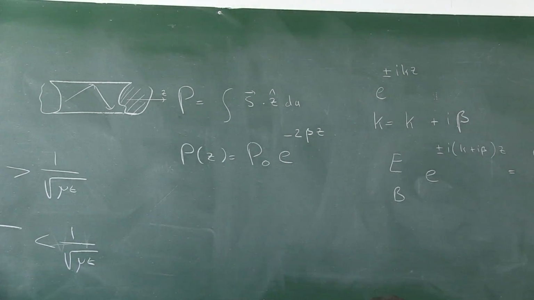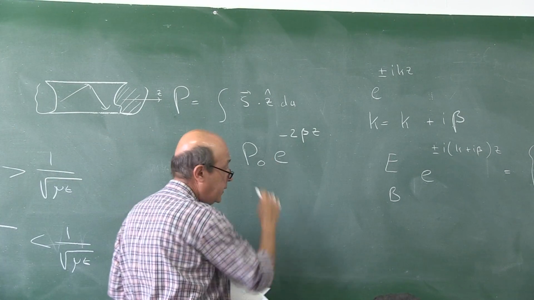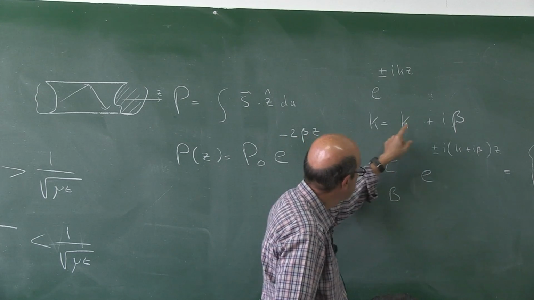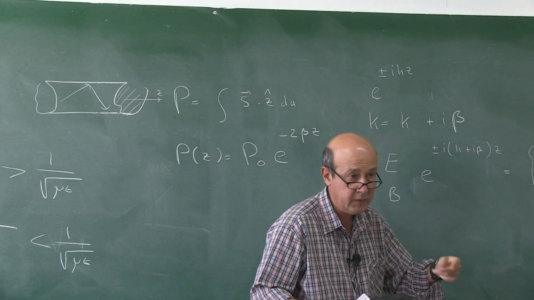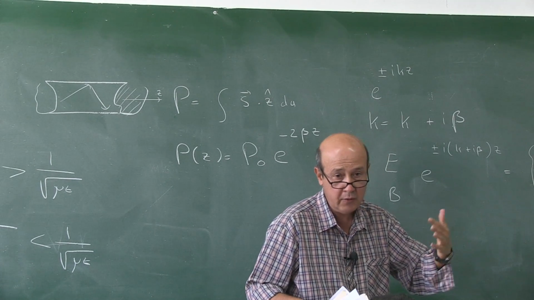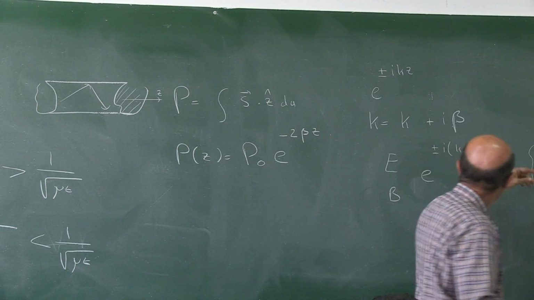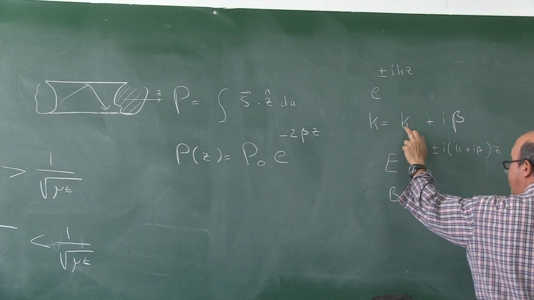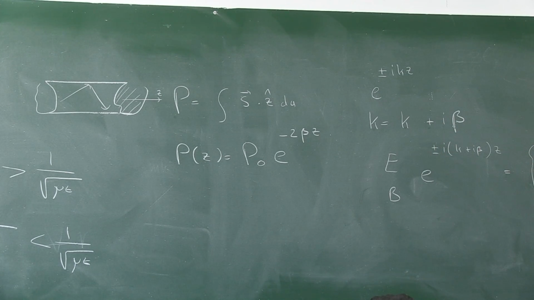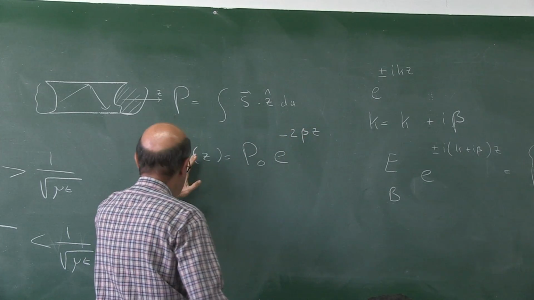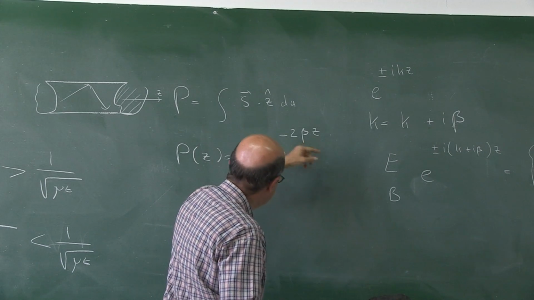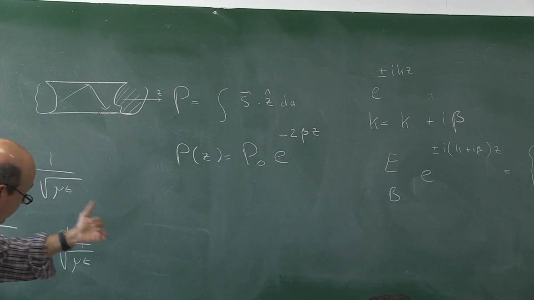Beta is the attenuation coefficient. There is a factor of 2 here because our fields decay exponentially, and the energy density, the transmitted energy, goes with the absolute square of the E or B field. Therefore, if we say that our wave number is k plus i beta, the square will give e to the minus 2 beta z. So basically, the power transmission will decay exponentially as a function of z in the waveguide.